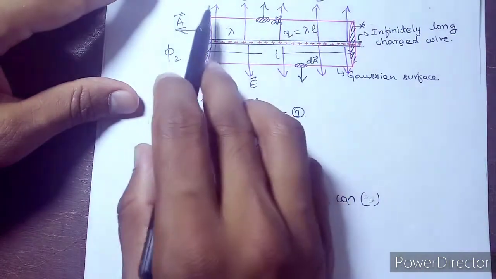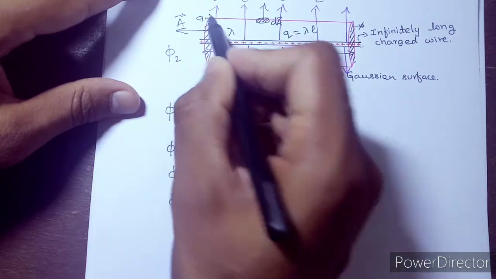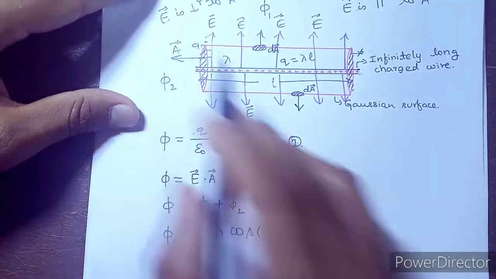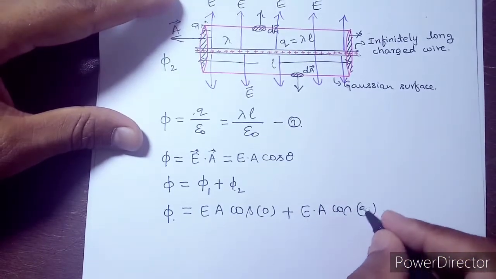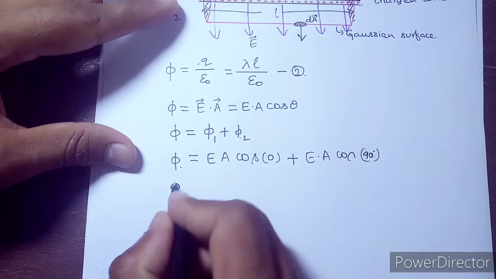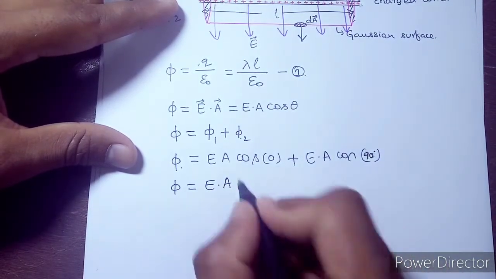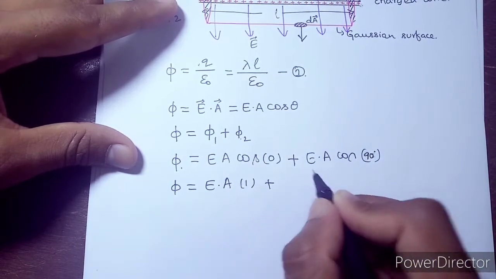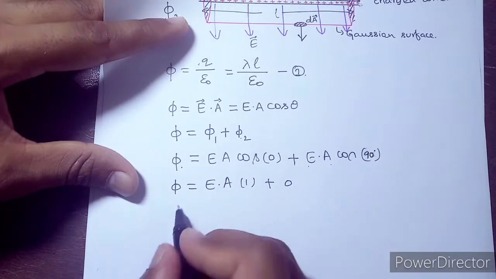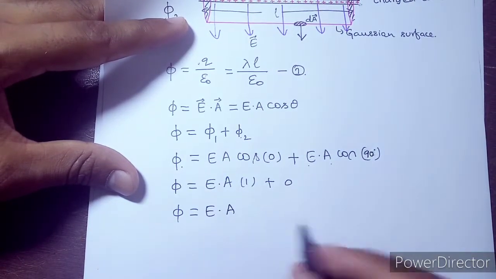There the electric field is making an angle of 90 degrees with the area vector. Electric field is making 90 degrees with the area vector, so this will be 90 degrees. So we know phi is equal to E A cos theta; for the end surfaces cos 0 is 1, and here E A cos 90 is 0, so you will get 0 here.